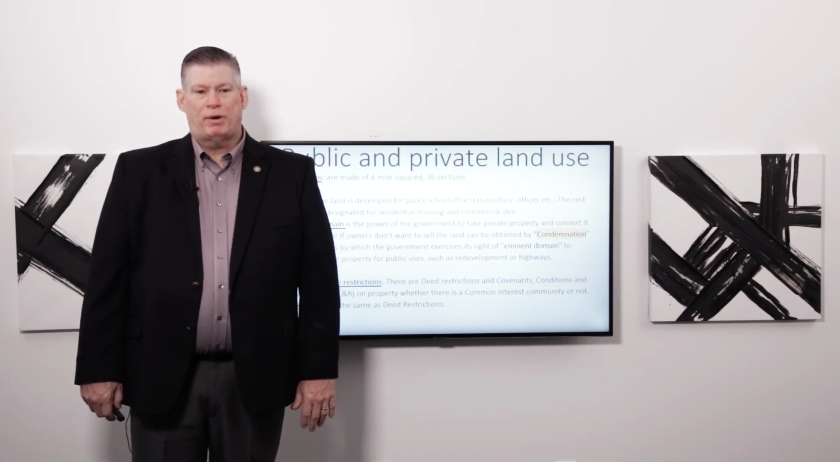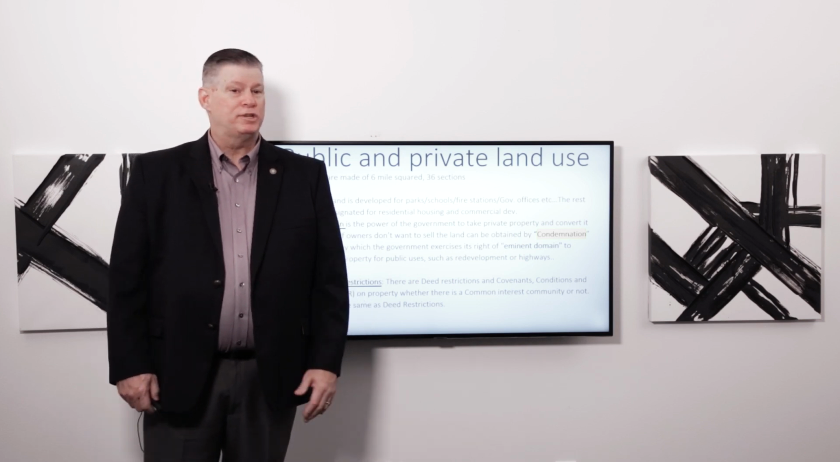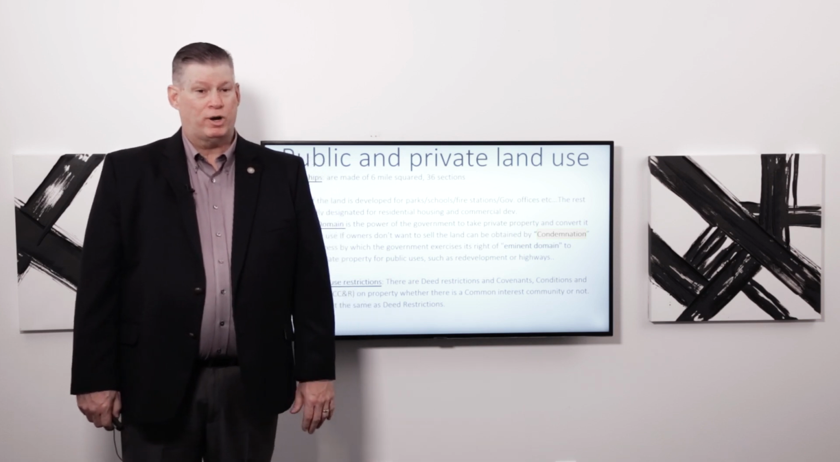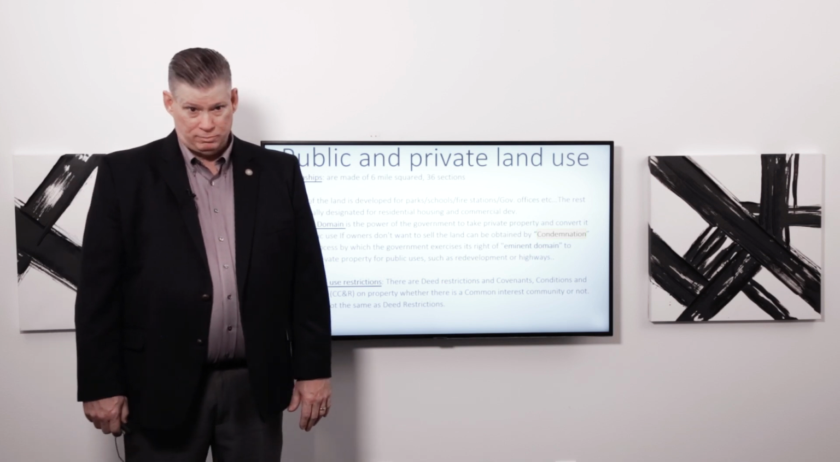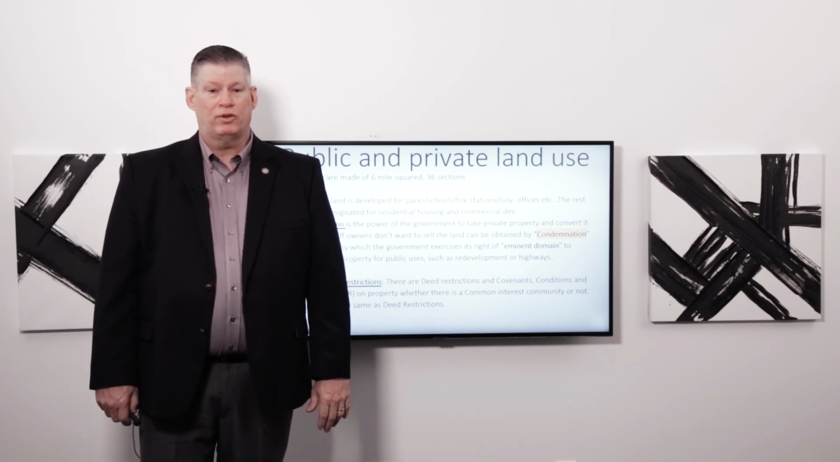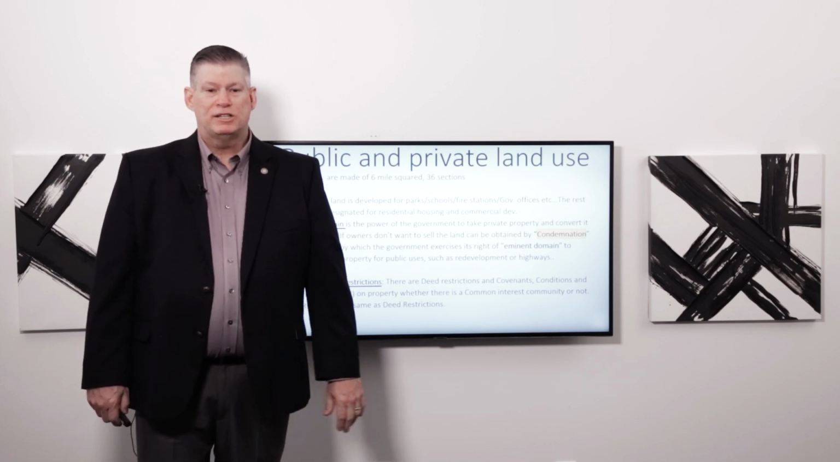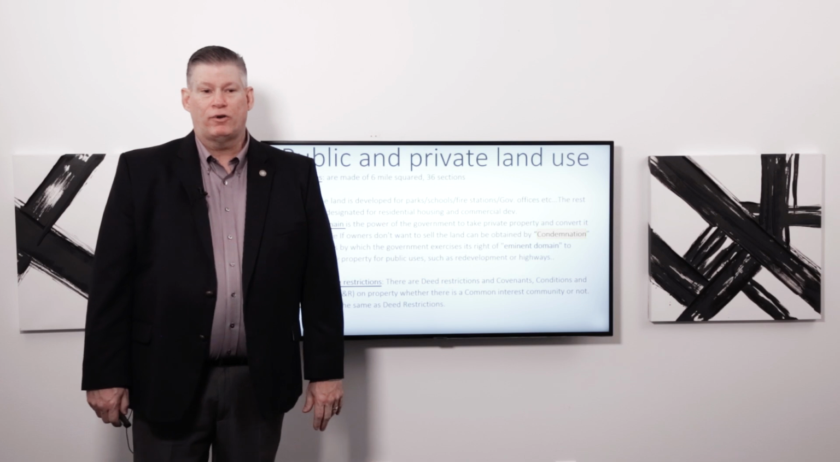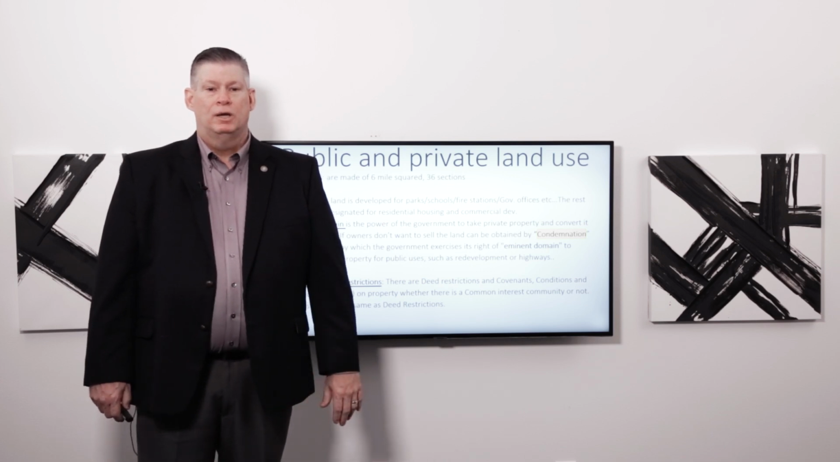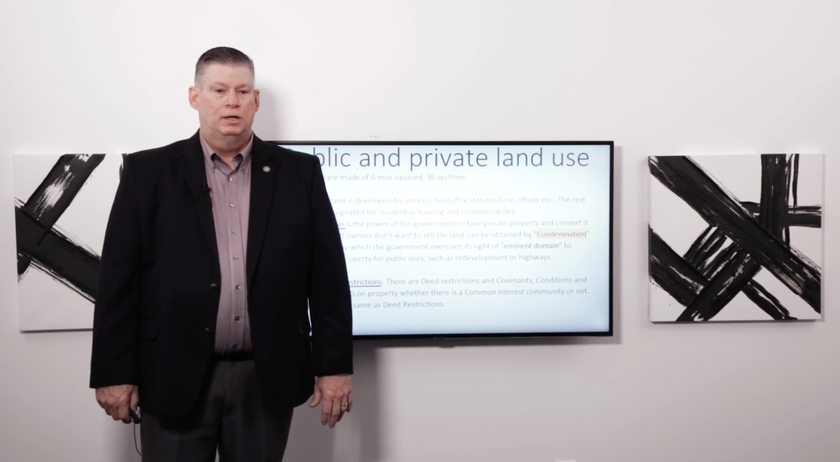So a little bit more about public and private land use. Townships are made of 36 sections, 6 miles squared. 6 miles squared, not 6 square miles. All right? Sometimes you'll get confused on that, so you need to remember it's 6 miles squared. Okay? Again, eminent domain is the power of the government to take private property and convert it into public use. Condemnation is the legal process they use to do that.